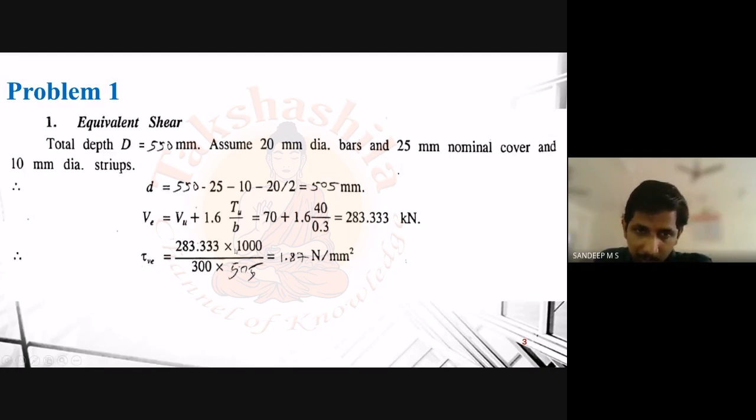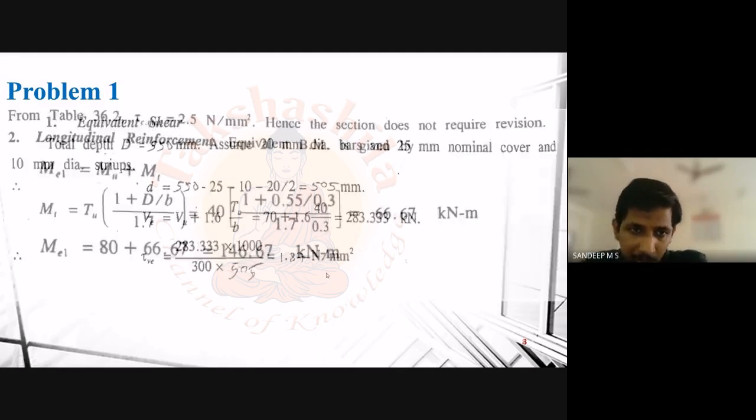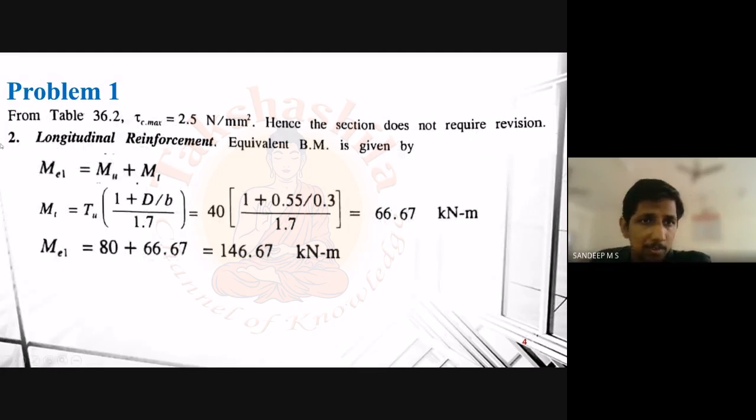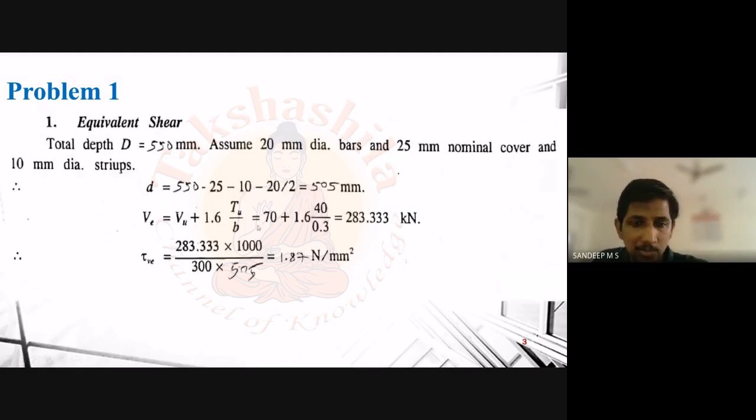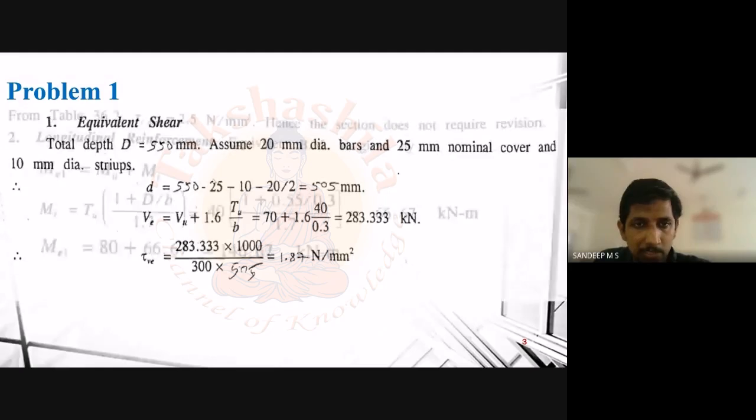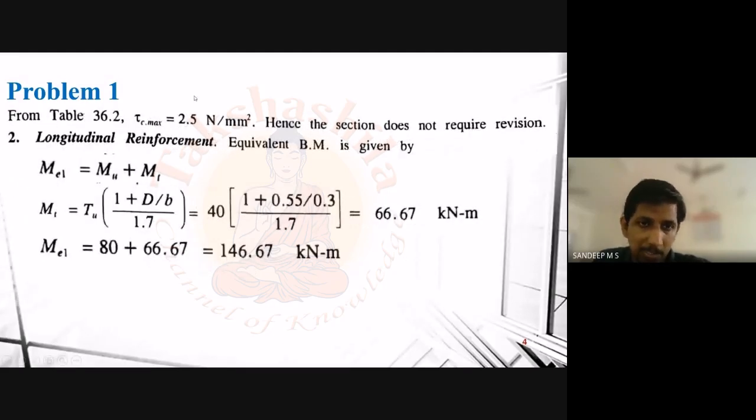Now we will calculate the value of tau VE. Tau VE is equal to 283.333 into 1000 by 300 into 505, that is VE divided by B into D, and I have converted that into Newton. So I am obtaining a value of 1.87 Newton per millimeter square. Now from table 36.2, tau C max is equal to 2.5 Newton per millimeter square. Hence this tau VE value, 1.87, is less than 2.5, so it doesn't exceed the value of tau C max. So we are proceeding with the design.